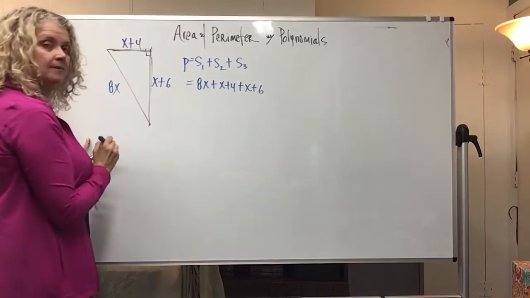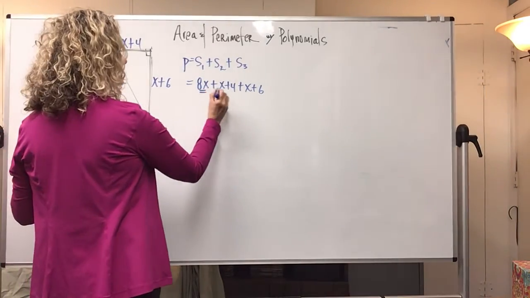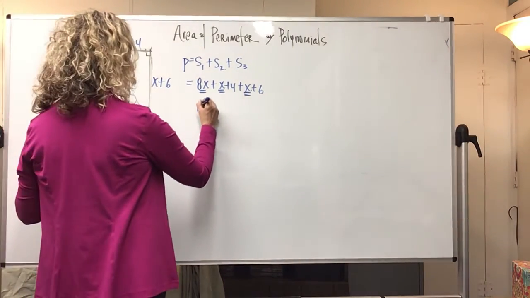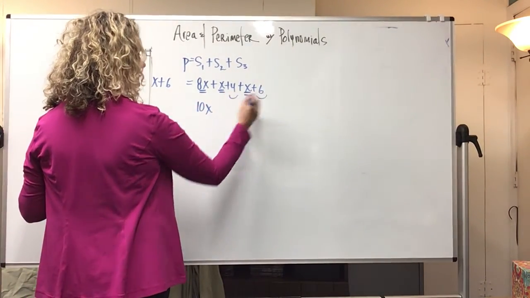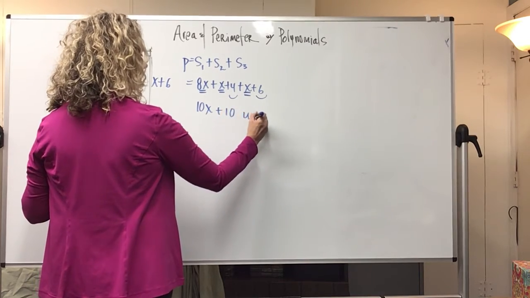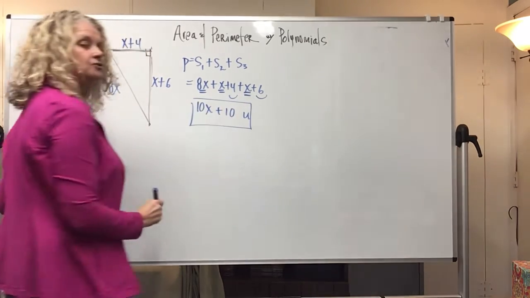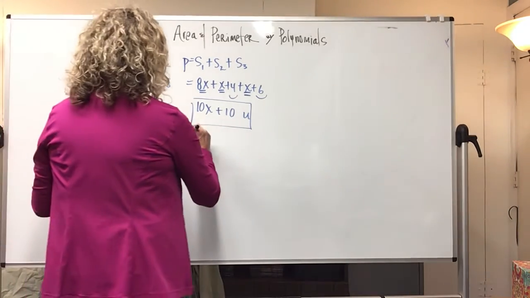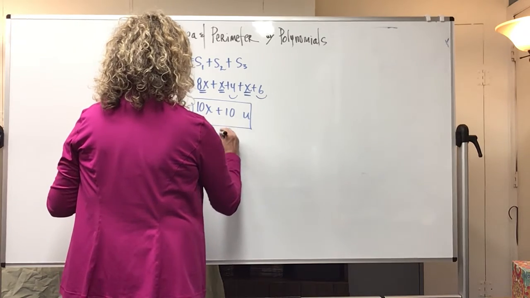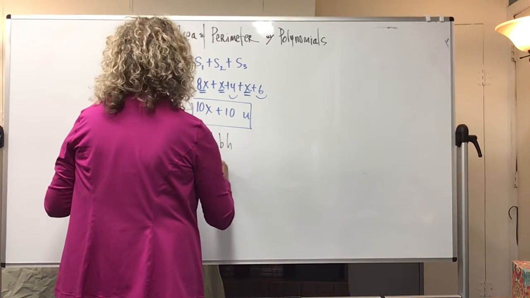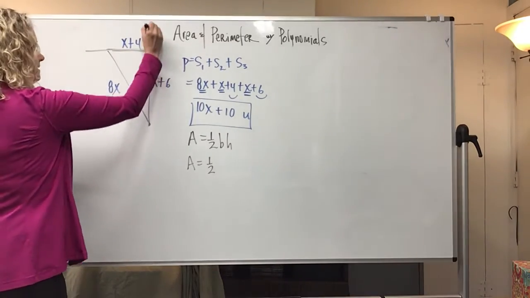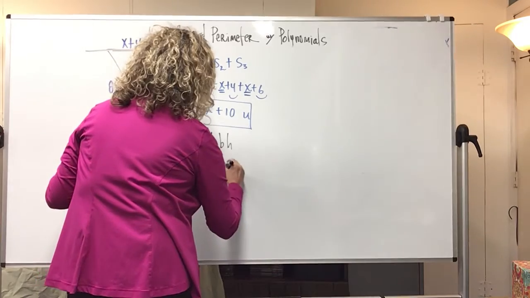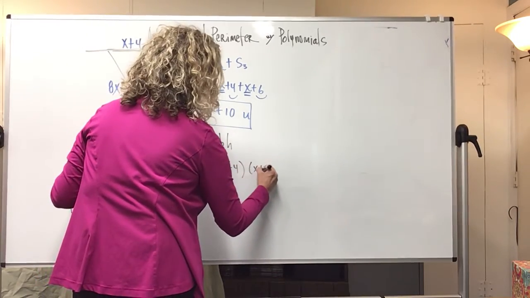And now we're going to combine like terms. So x's to x's, 8x plus x plus x is 10x. 4 plus 6 is 10. And don't forget, in this case, I just used units for units. So for area, notice base, height, because that's the perpendicular section. So we're going to do x plus 4 times x plus 6.